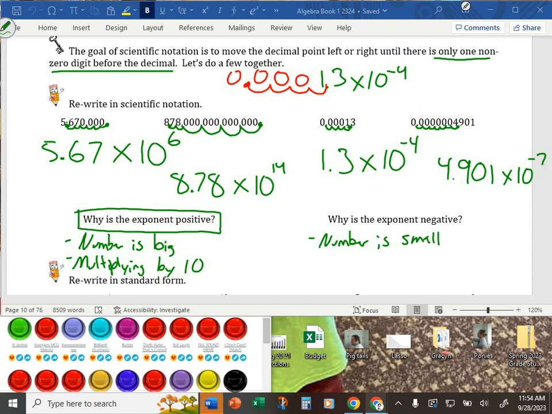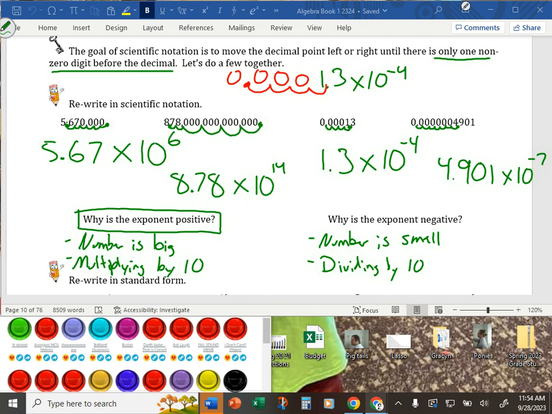Okay? And essentially, mathematically, what's going on here is we are dividing by 10. Because when you divide by 10, it moves the decimal to the left, just like multiplying by 10 moves the decimal to the right. Multiplication and division are opposites. They're going to have opposite effects. Okay?